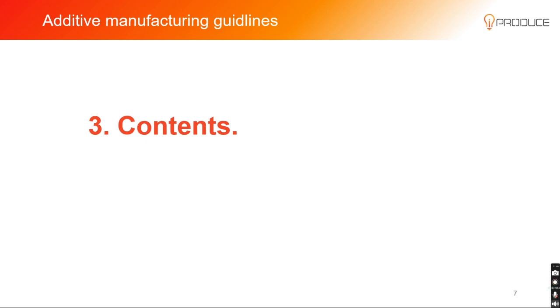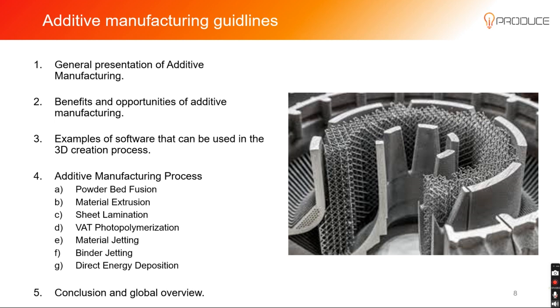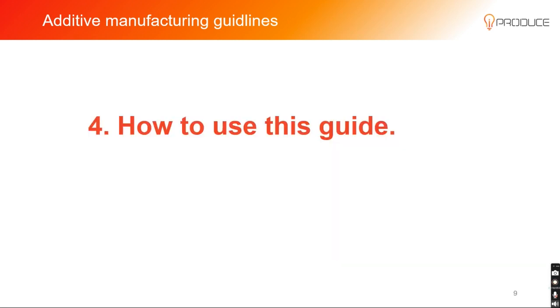To reach the above-mentioned objectives, the guide is structured as follows. 1. General presentation of additive manufacturing. 2. Benefits and opportunities of additive manufacturing. 3. Examples of software that can be used in the 3D creation process. 4. Additive manufacturing process. 5. Conclusion and global overview. Now that you have understood what additive manufacturing is and the content of these guidelines, you must consider the way to use it and put it into practice.